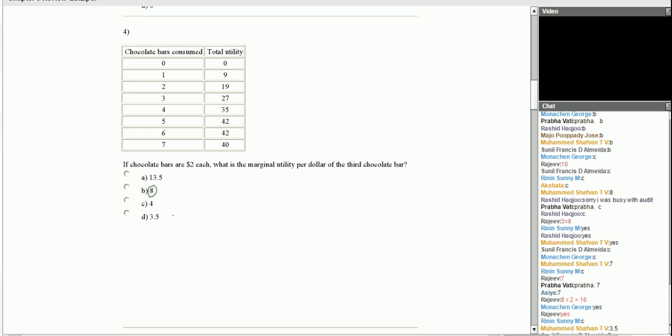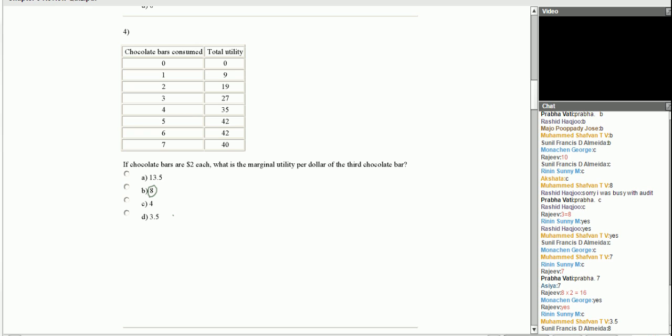Rinan's answer is correct, it is C. It says the cost of each chocolate is $2 and you have to calculate the marginal utility per dollar. So you will have to divide this 8 by 2 to get the answer, that is 4. So the answer is C, 4. Rinan gave the right answer. Did you all understand?